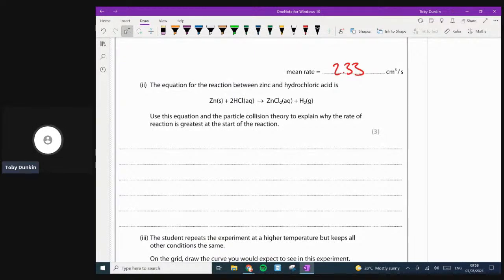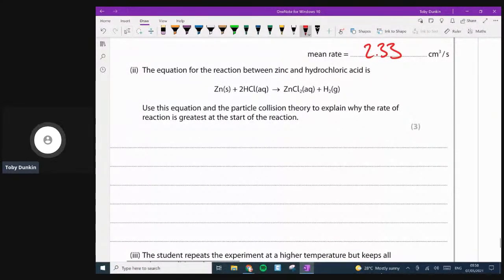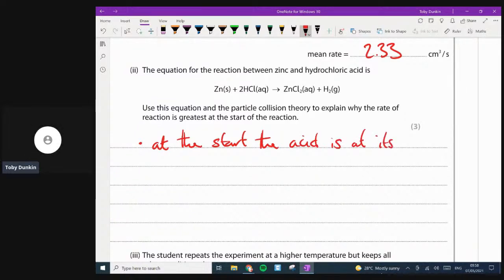Use this equation and particle collision theory to explain why the rate of reaction is greatest at the start. Okay, so at the start, the acid is at its highest concentration.